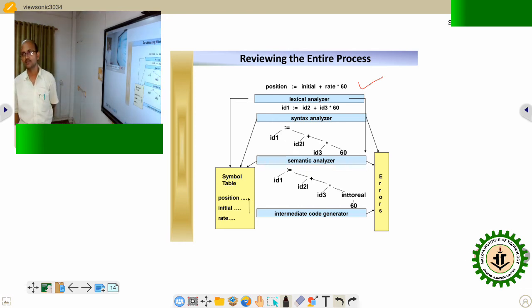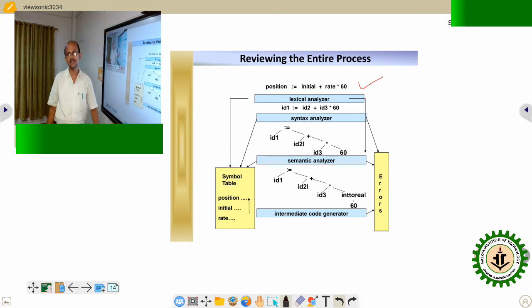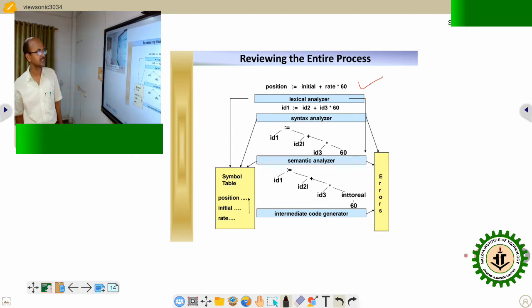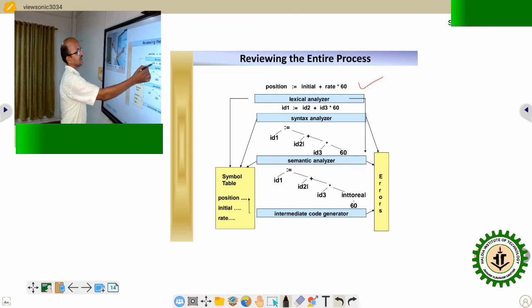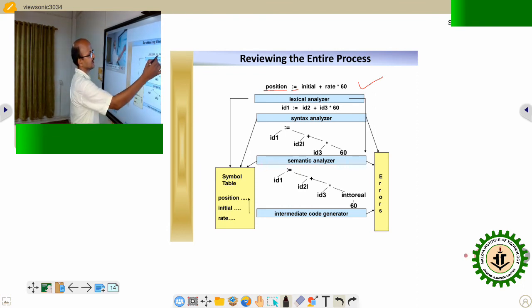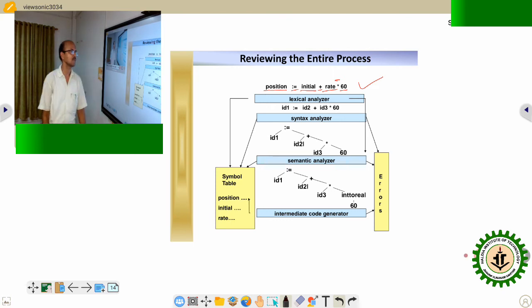First of all, the role of the lexical analyzer: it identifies the lexemes. So position will be considered as one of the tokens, which is identifier 1. This is the assignment operator, which has a special meaning to assign, and these are other identifiers, this is an operator, the multiplication sign, and this is the constant value. So it is identifying the different tokens, whether they are identifiers, operators, constant values, and so on.